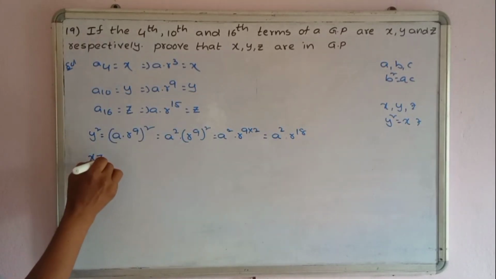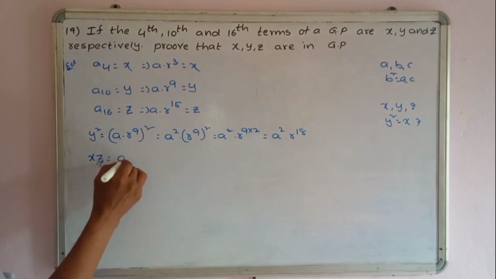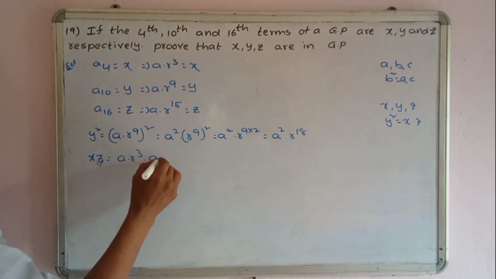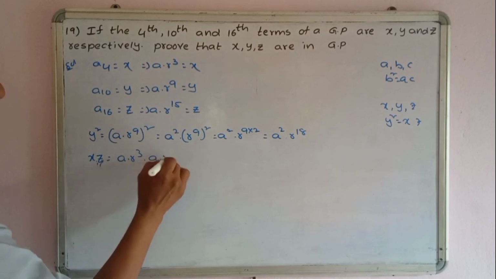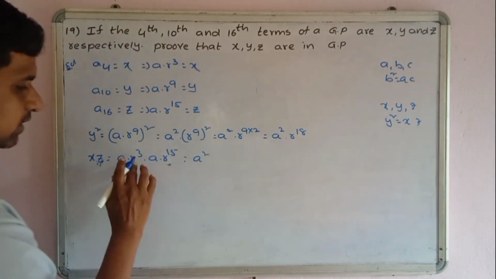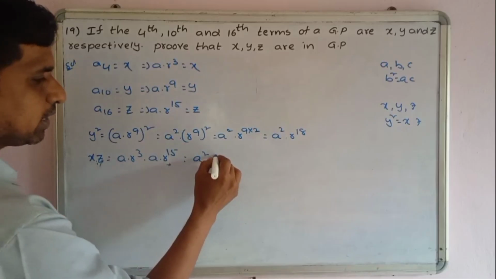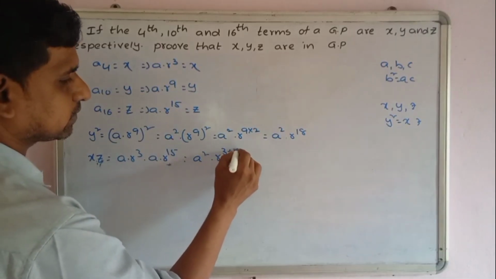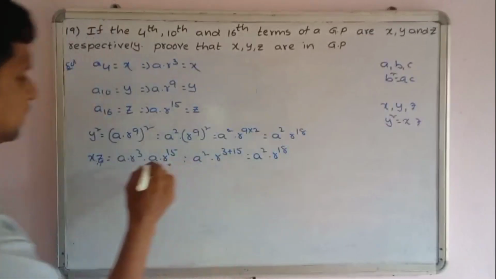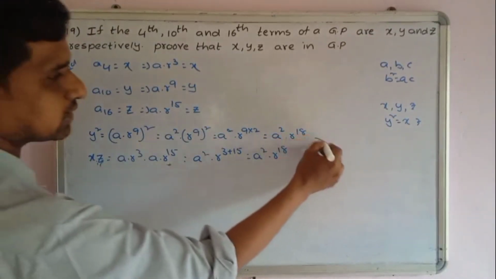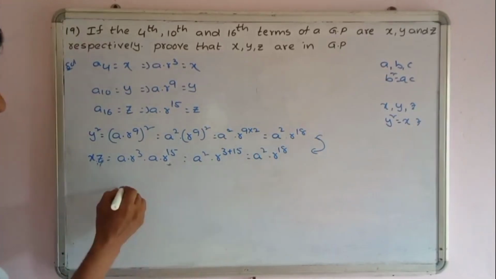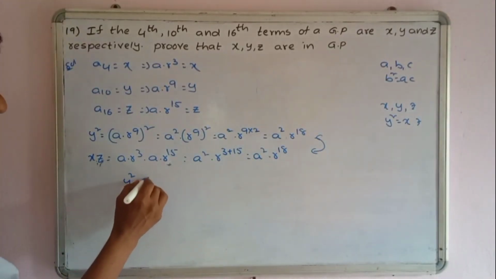Next, xz. So x is a into r cube. Z is a into r power 15. So a into a is a square. A power m into a power n is a power m plus n. So that equals a square into r power 18. Observe, y square from these two conditions: a square into r power 18, and here also a square into r power 18. Therefore y square equals xz.